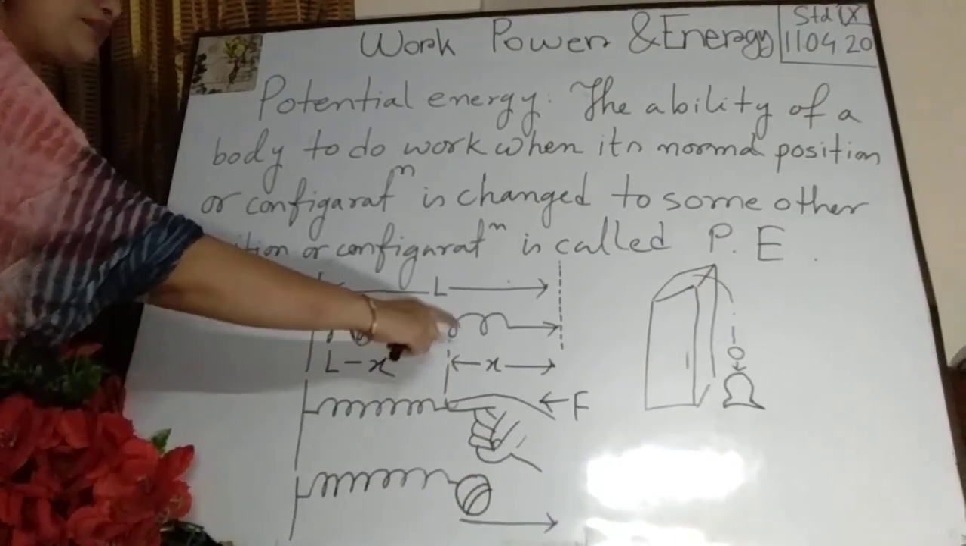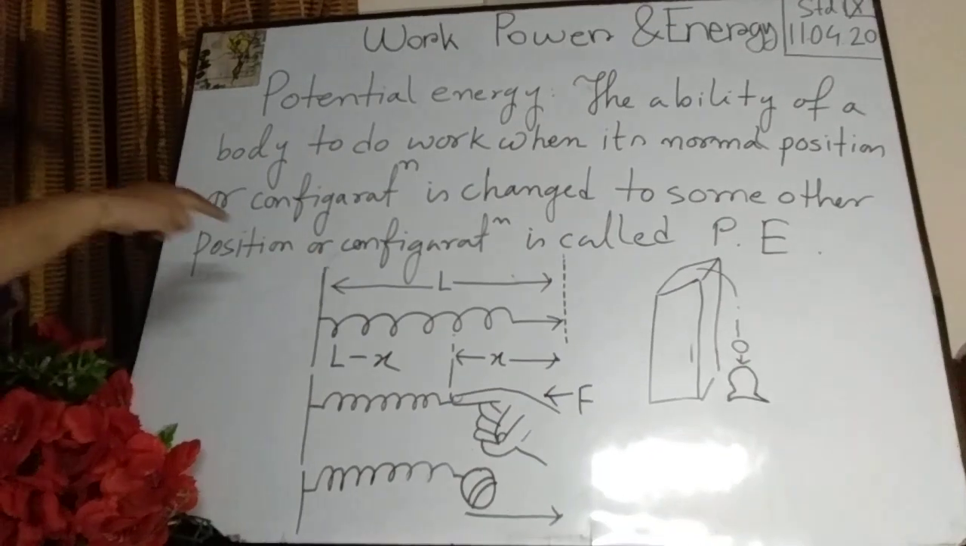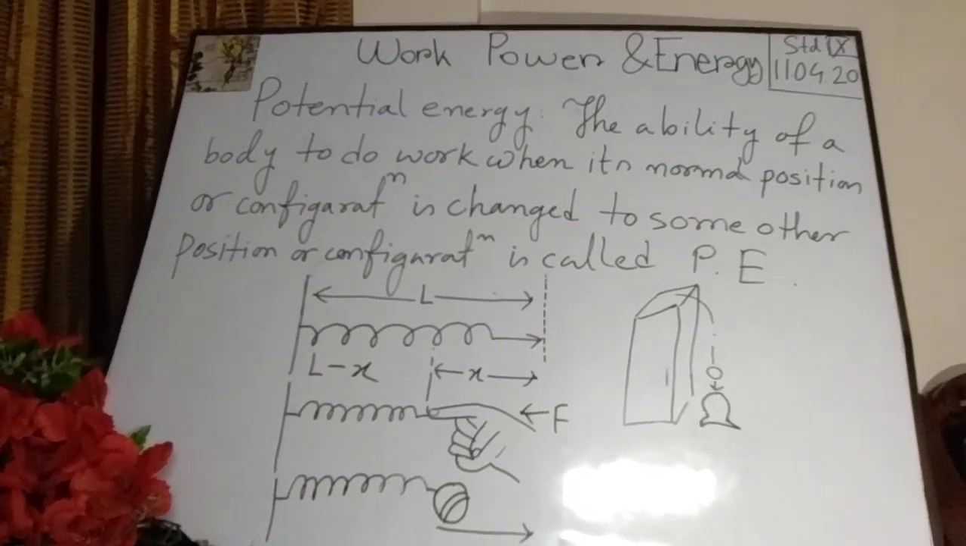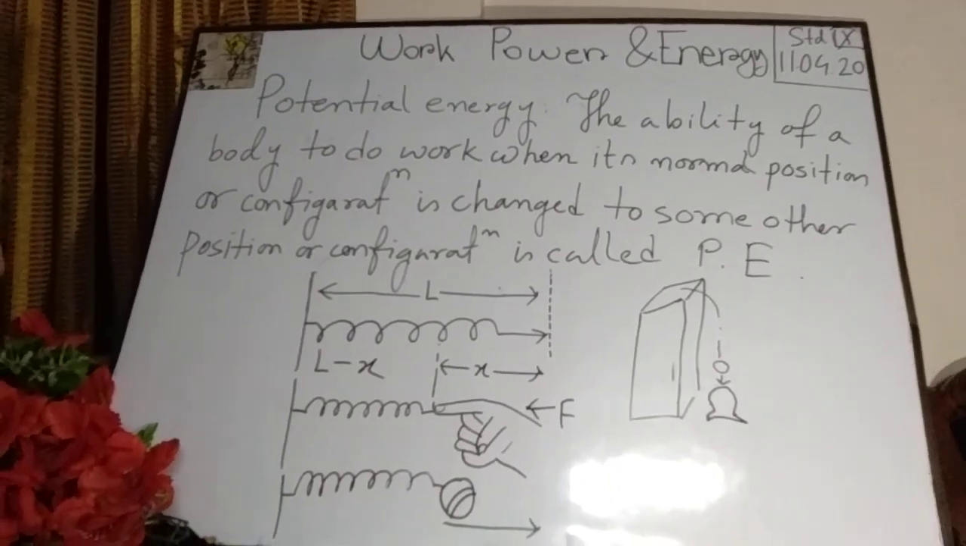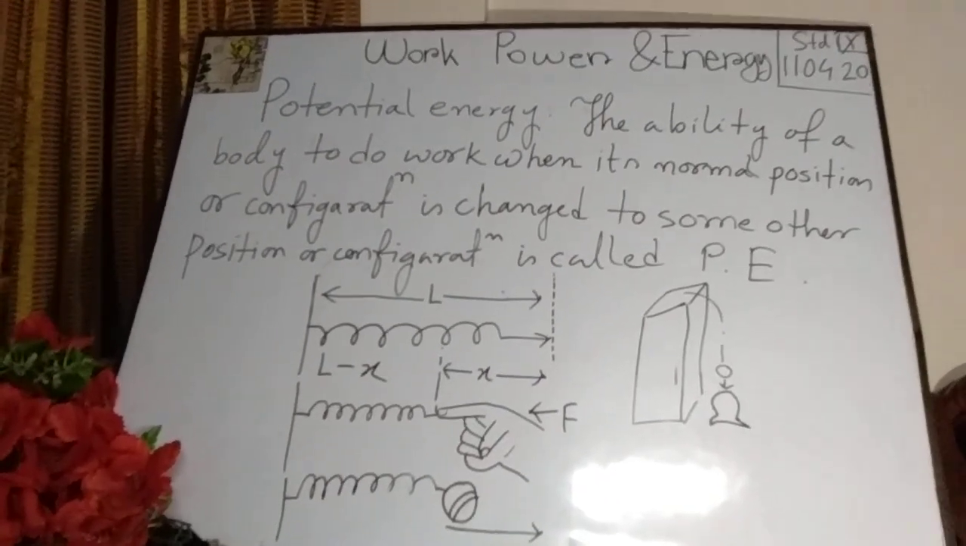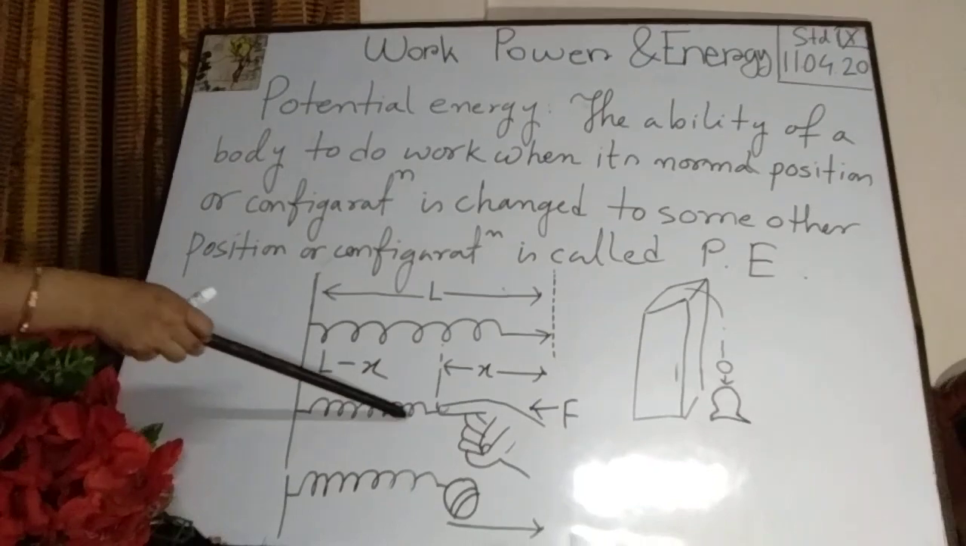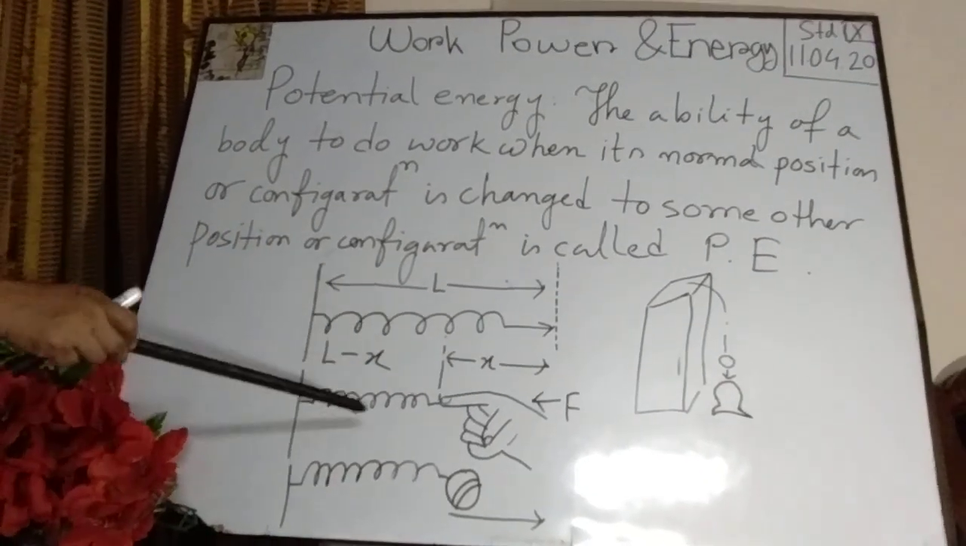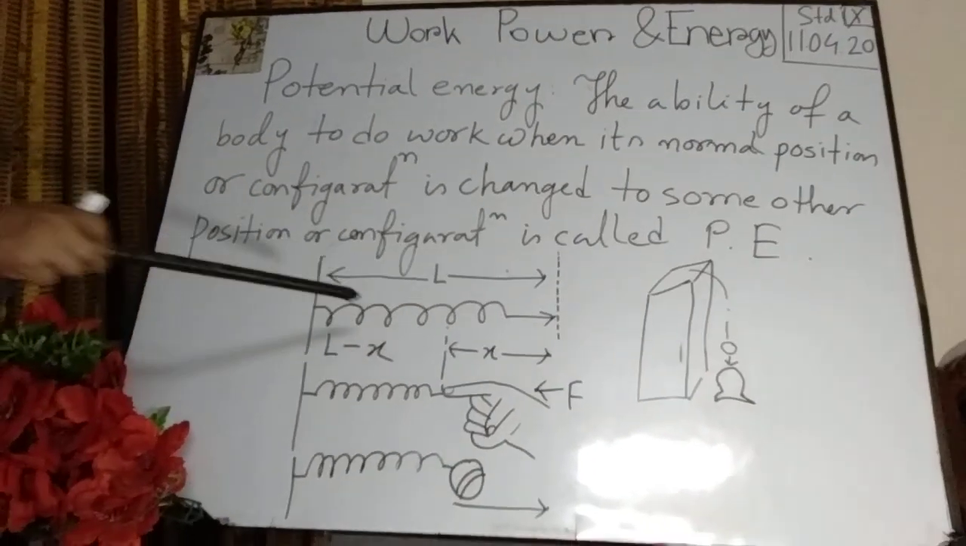So there must not be kinetic energy formed here, isn't it? Why? Because as I have told you, kinetic energy is formed due to the motion of any object. As the finger or the spring were not in motion, obviously kinetic energy was not formed there.